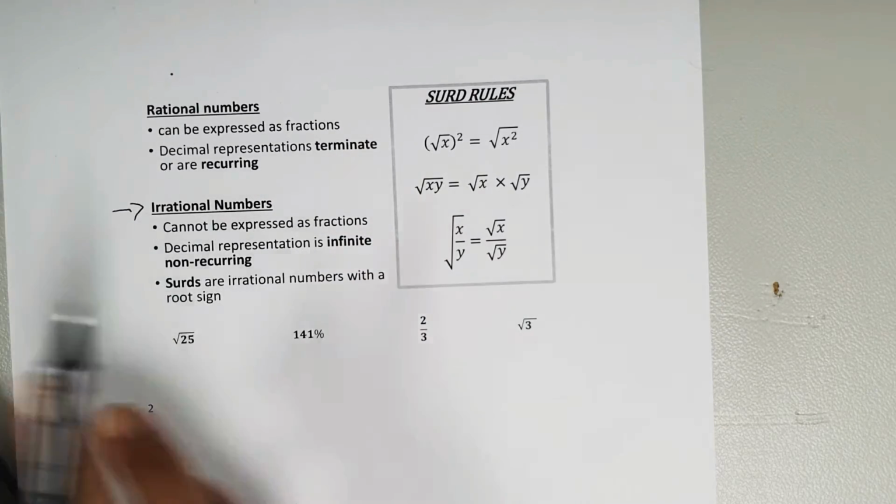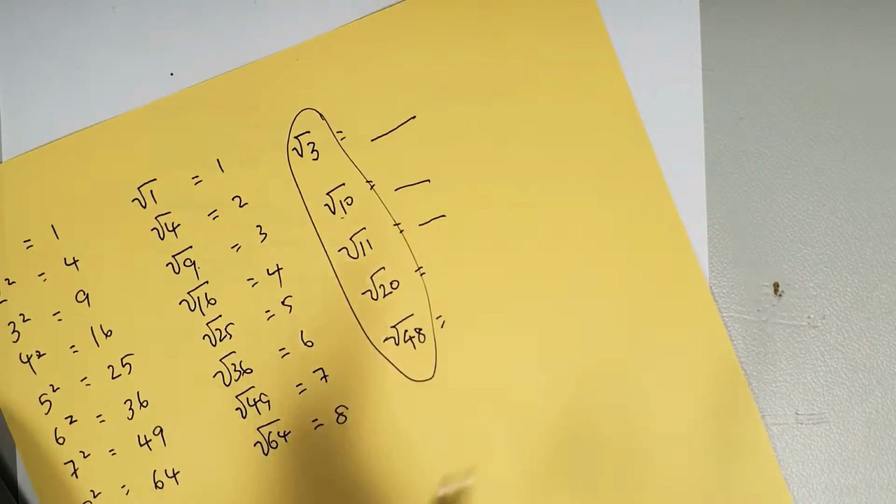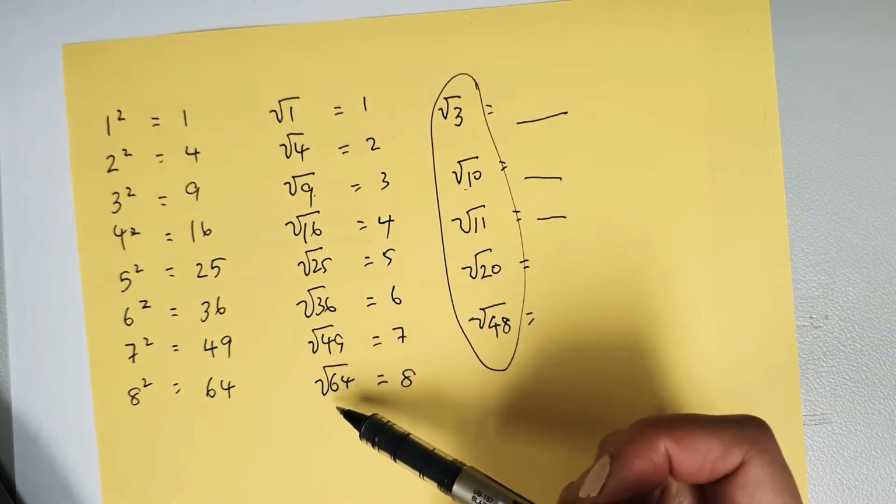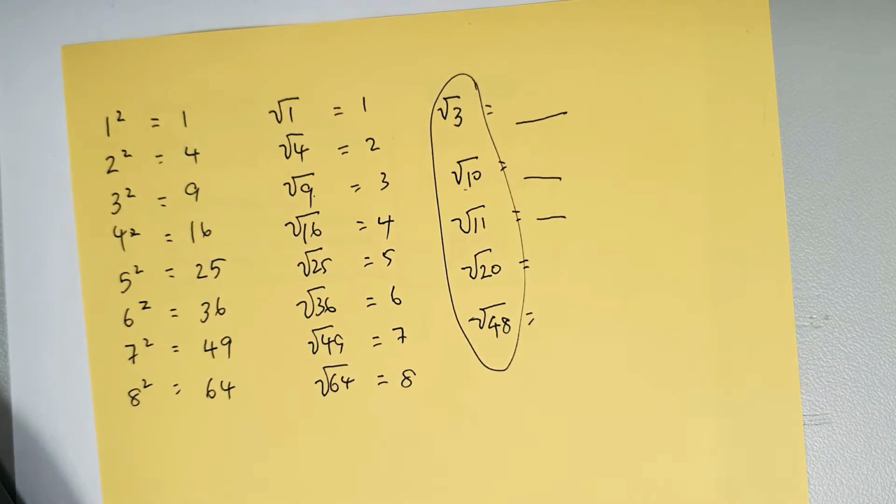So if you square root any number that's not a perfect square, none of these numbers here, you're going to get a surd.